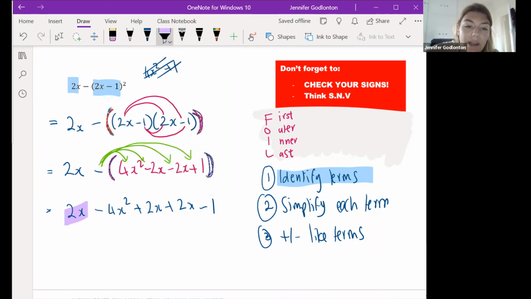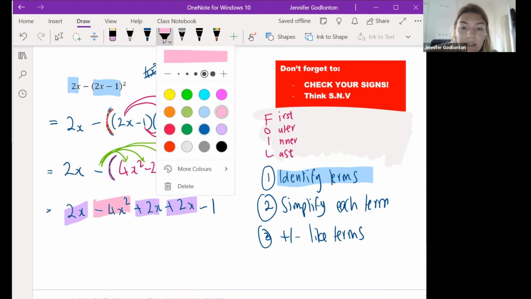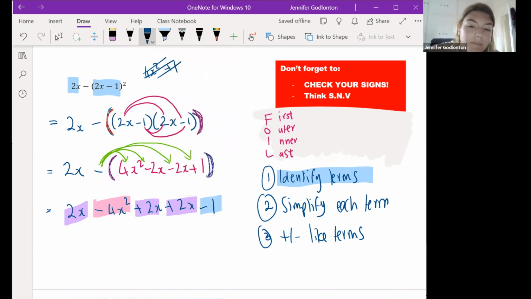So we've got 2x, 2x, 2x, and negative 4x squared and negative 1. So we're going to write negative 4x squared, 2 plus 2 plus 2. That's going to give me 6. And I've got my minus 1. And that would be my final answer once we've done everything.